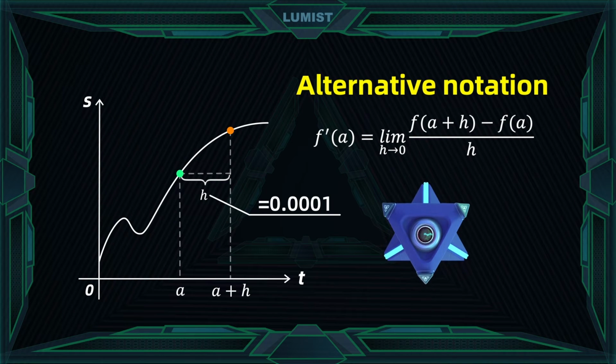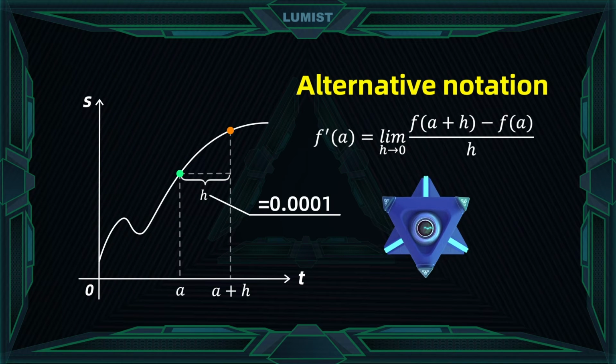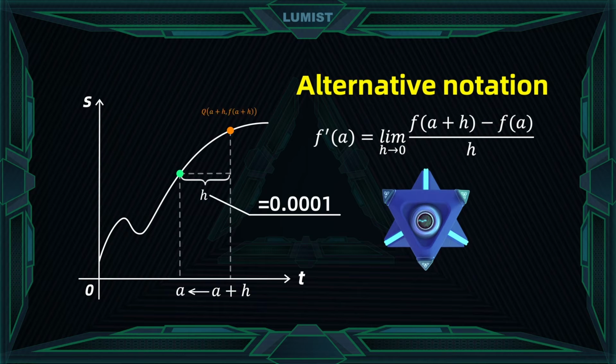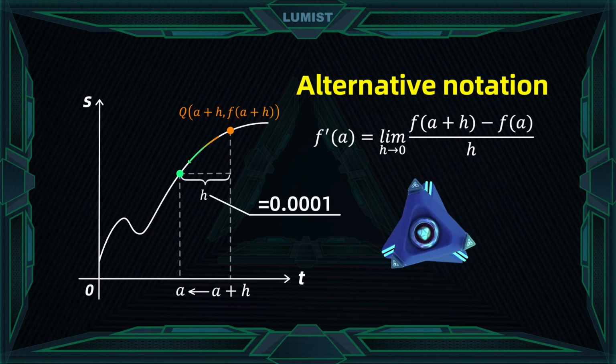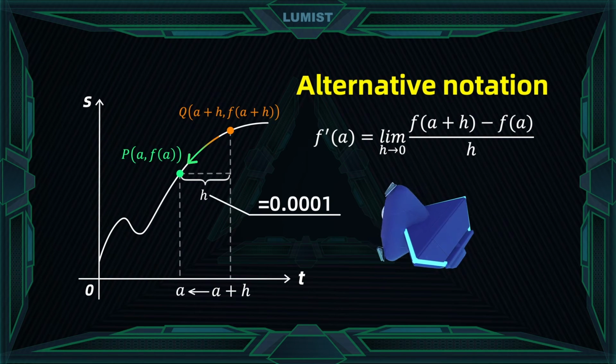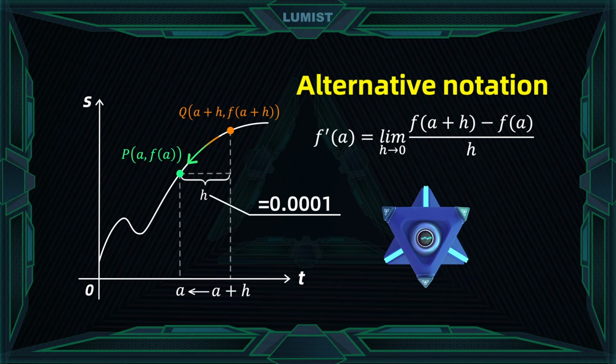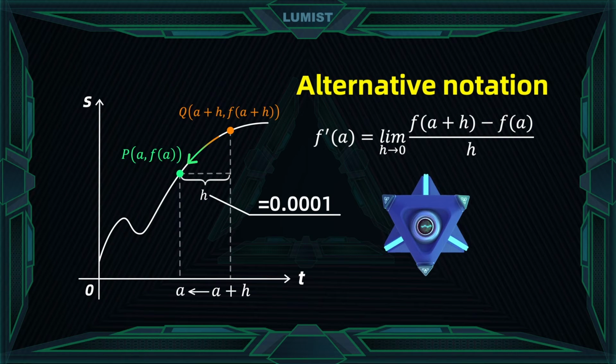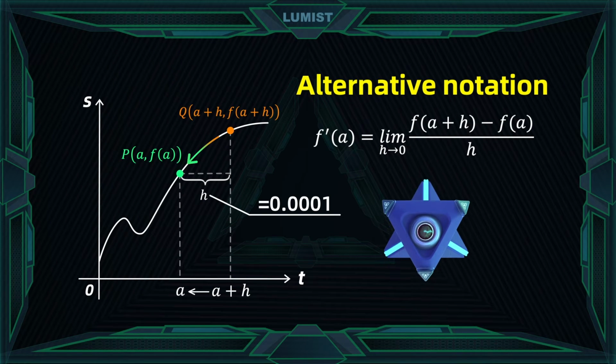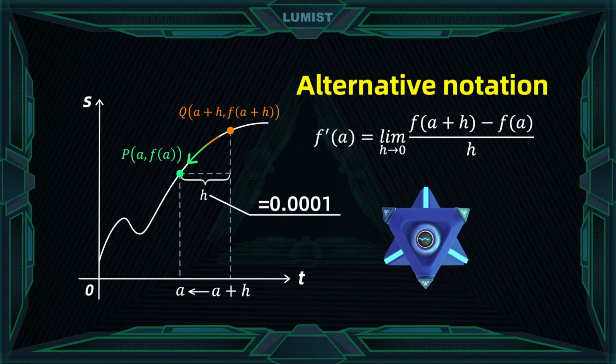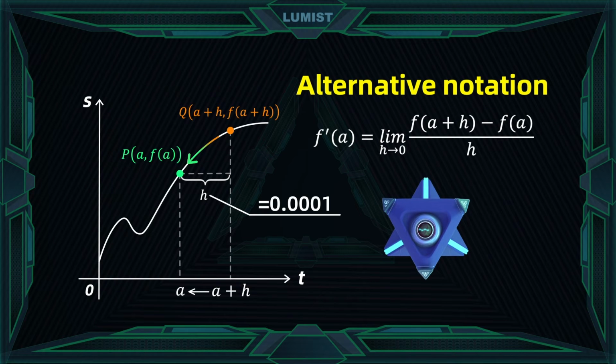But here, I consider h to be a very small and insignificant value, meaning that a and a plus h are so close to one another that the point q almost becomes the point p. It's not the point p, but it almost becomes the point p, meaning that you're finding the slope of the tangent line at a specific point. So it's no longer the secant line, the slope that you're finding, it's the tangent line.